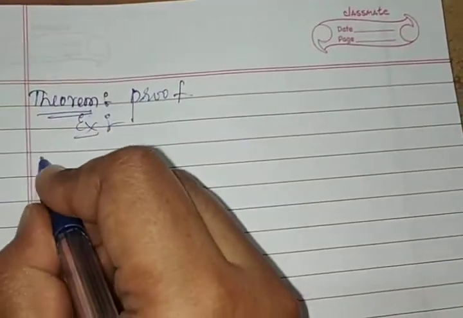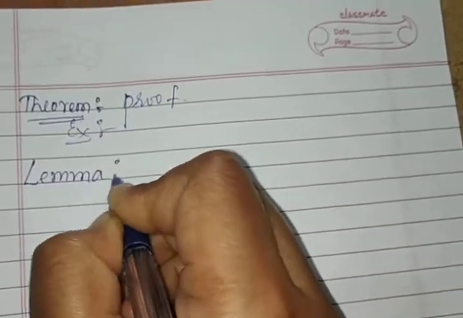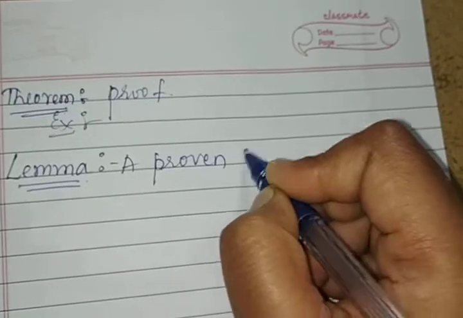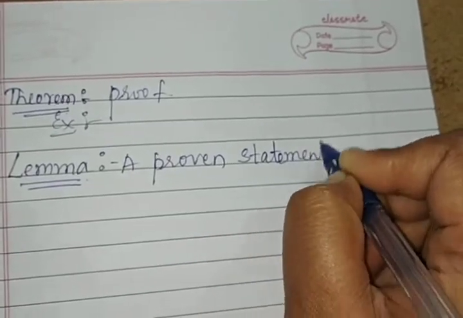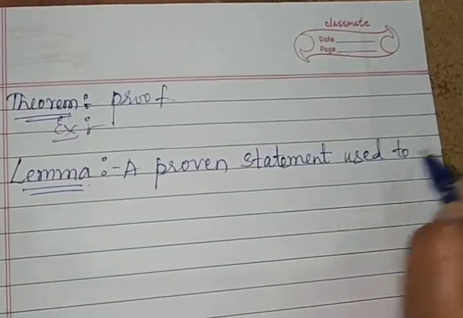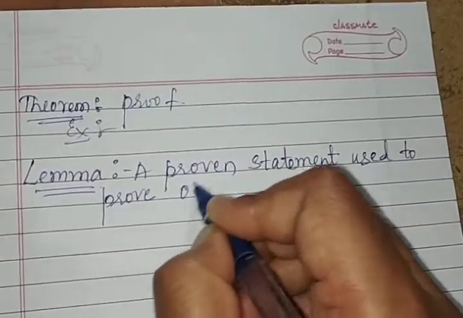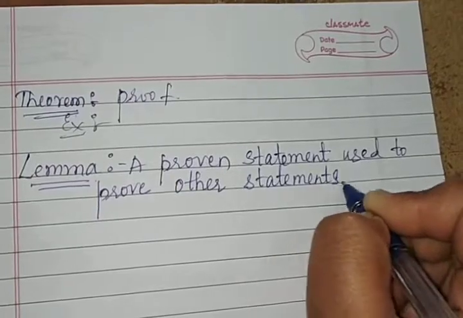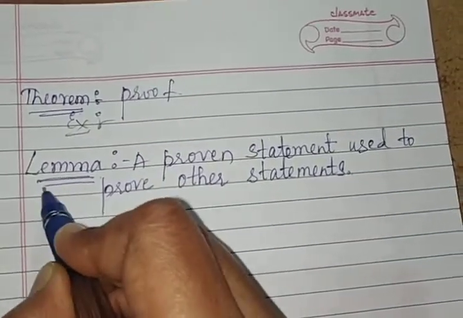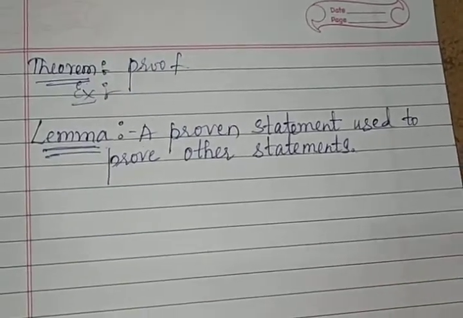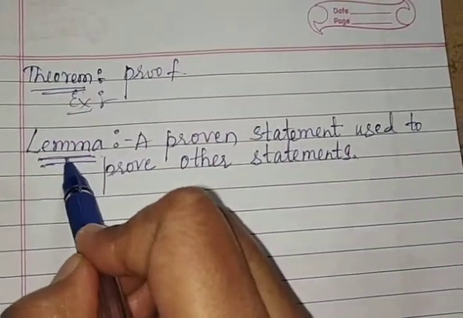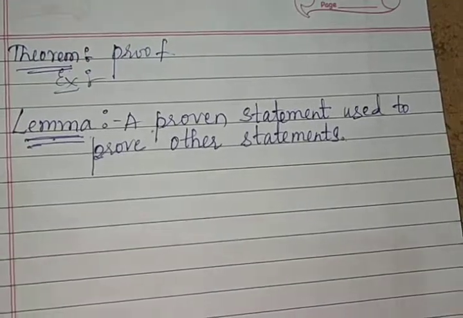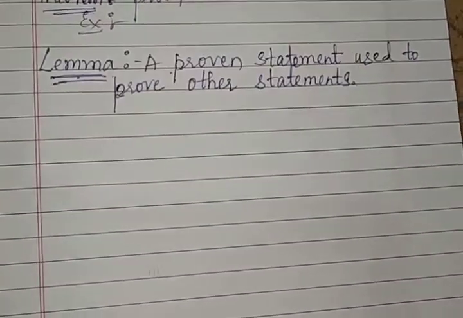We have another word here called lemma. A lemma is nothing but a proven statement, which is already proved, and which is used to prove other statements. Now why I have used lemma here is that we have a concept called Euclid's division lemma. A lemma means a proven statement used to prove another statement. Now let's see which is the proven statement we are going to use here.